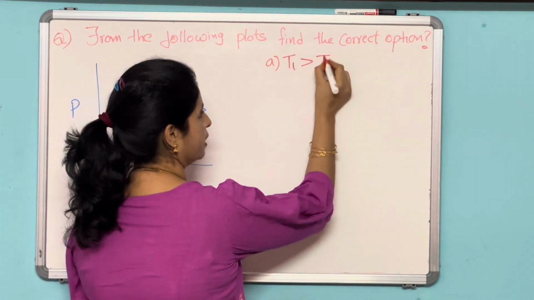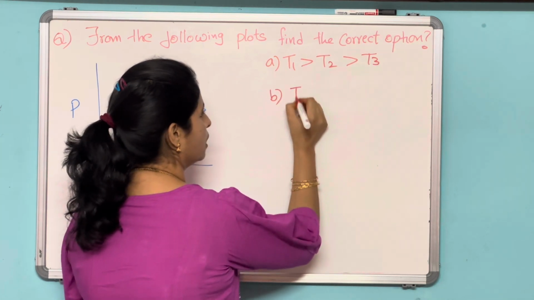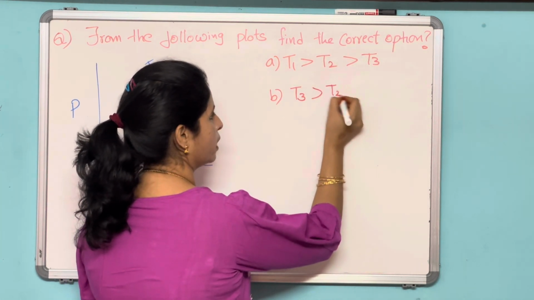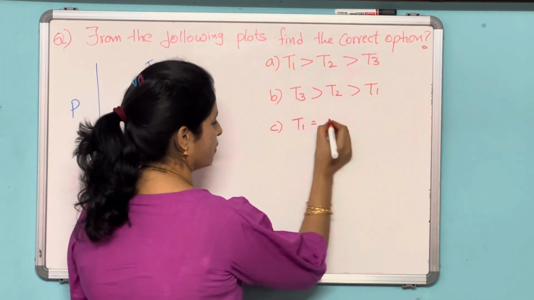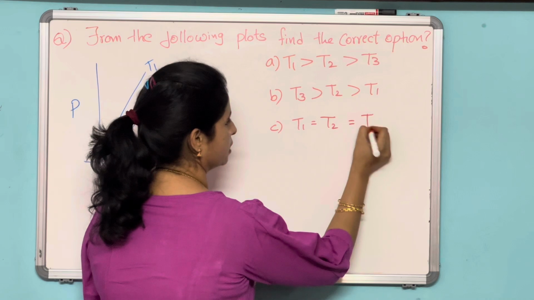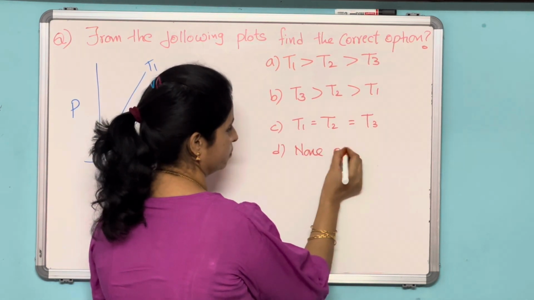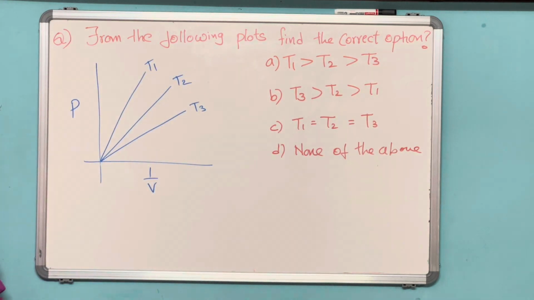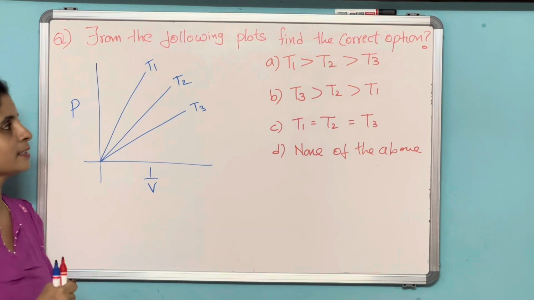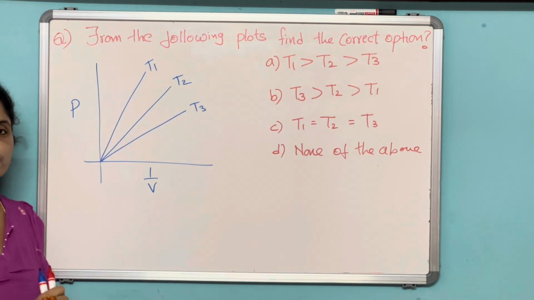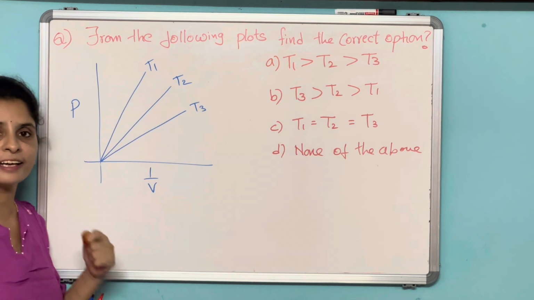Now the options are: A, T1 greater than T2 greater than T3. B, T3 greater than T2 greater than T1. C, T1 is equal to T2 is equal to T3. D, None of the above. Now, when this type of problem is given, what do you have to do? How to solve these problems very easily without any error.